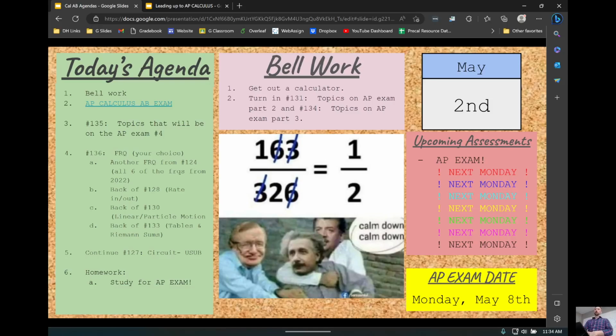Or if none of those sound like ones that you know you need more practice on, handout 124, I gave you all 6 of the FRQs from 2022. Since those are the most recent ones, if I had to put money on what yours would look like in 2023, that would be the closest that I could give to you. I had you do one of those already, so you've got 5 more unless you have already done some extra practice. And if you've already done extra practice, then you can count one of those as yours.